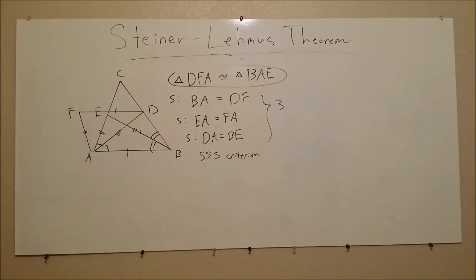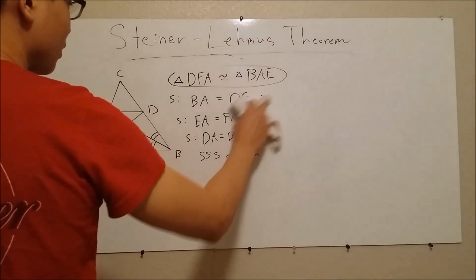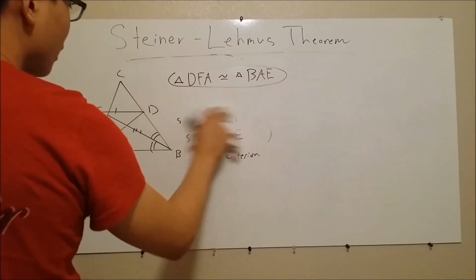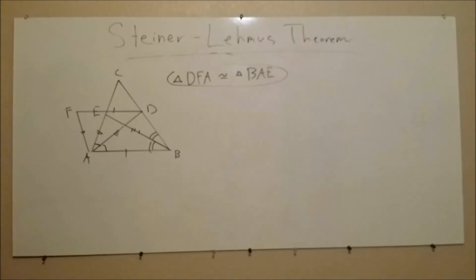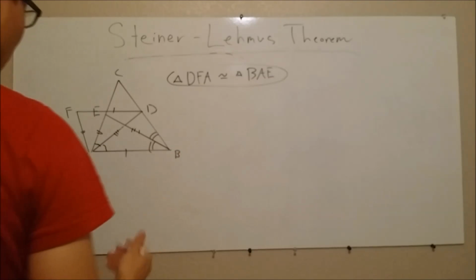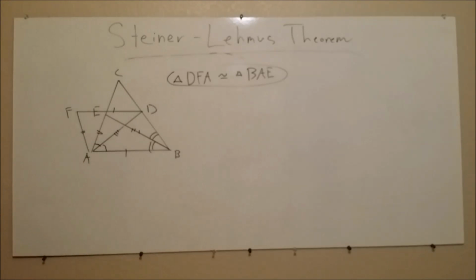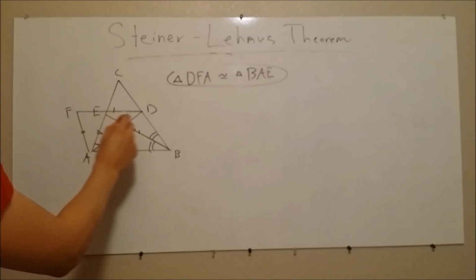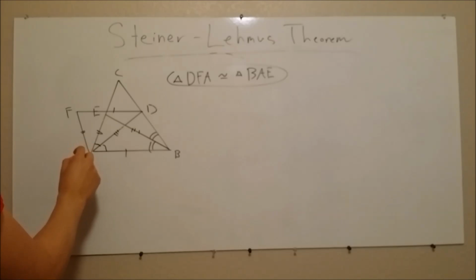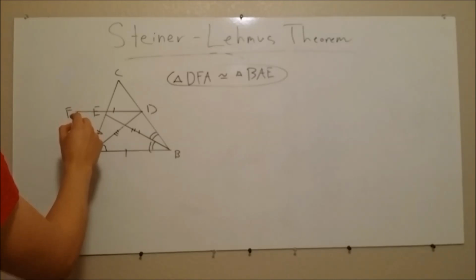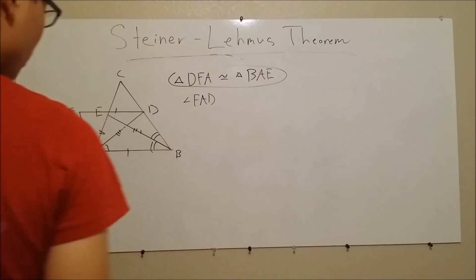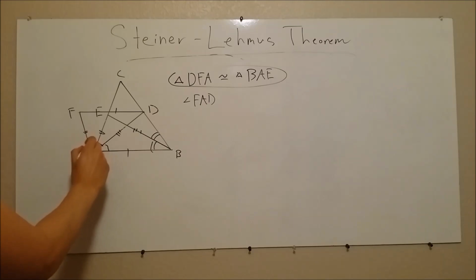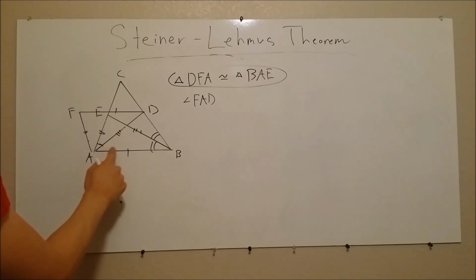Alright, so what can we say about the angles? We showed that triangle DFA is congruent to triangle BAE, right? Now we have to use this somehow to prove something about the angles, right? And we're going to do it like so. Okay, let's see, the angle opposite side DF is this angle right here, which is FAD. Angle FAD, right? Start with that. So this angle right here, erase that.